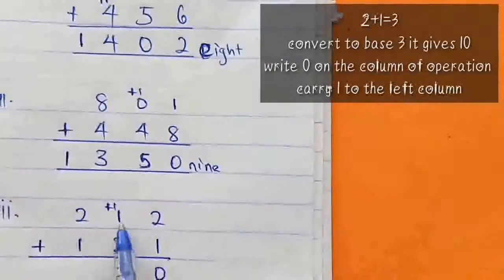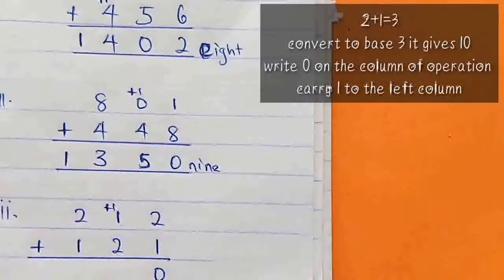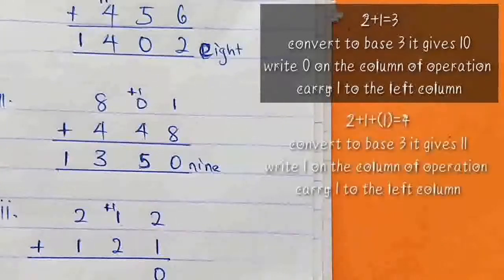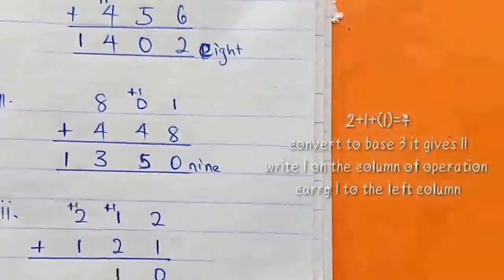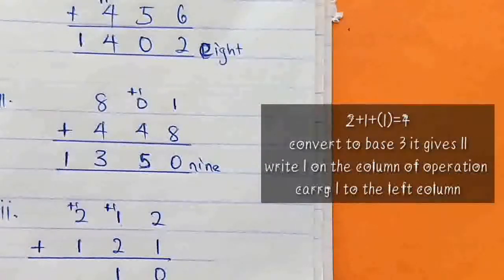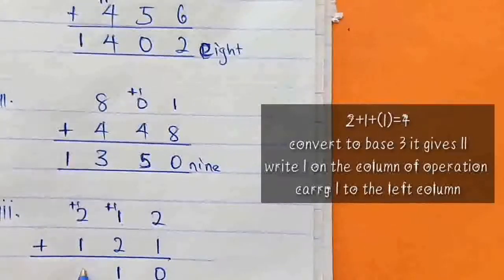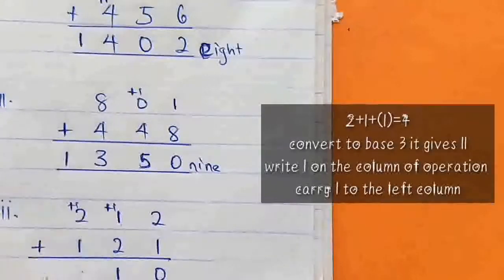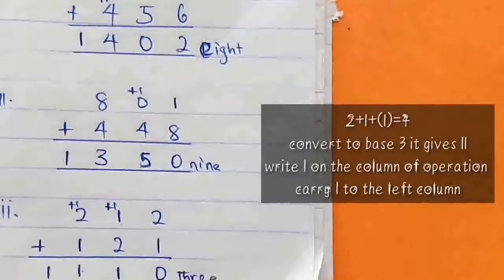2 plus 1 is 3, plus 1 is 4. Convert 4 to base 3, we have 1, 1. Therefore, we write 1, carry the other one to the other column. 2 plus 1 will give us 3, plus this one up here, we will have 4. Convert 4 to base 3, we have 1, 1. Therefore, we write 1 on this column and carry 1 to this column. We have treated works in base 2, base 5, base 3, base 8, and base 9.